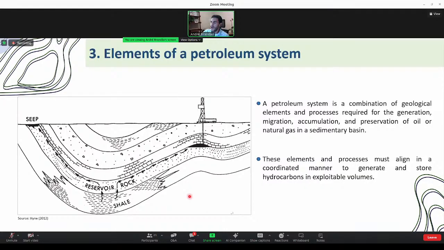The second element is the reservoir rock. Basically, this is any type of rock that has the necessary characteristics to store and transmit fluids. Here you have some examples of the most common reservoir rocks, which are sandstones. Here is a hand sample and a thin section, and we are seeing here in blue the empty space. We call that porous.